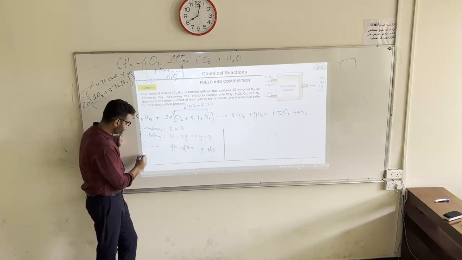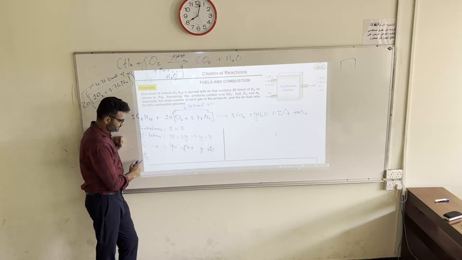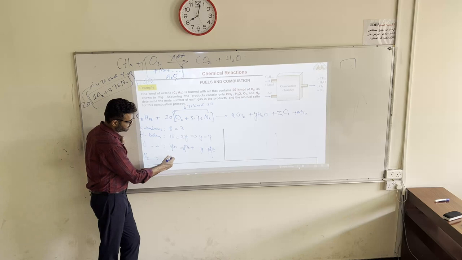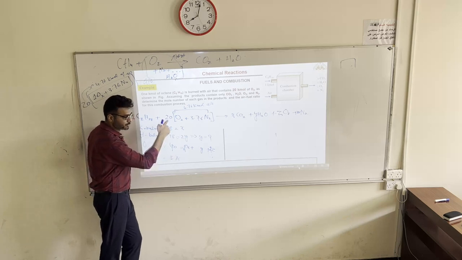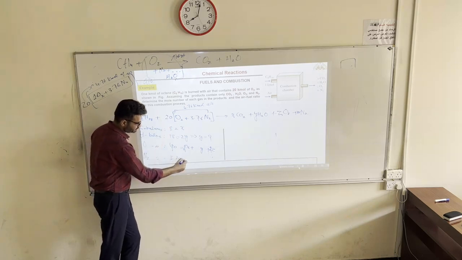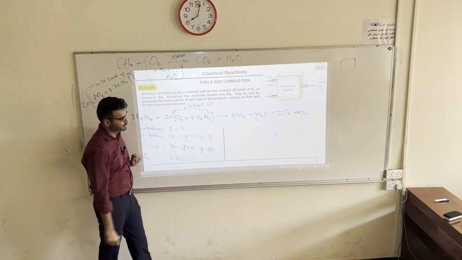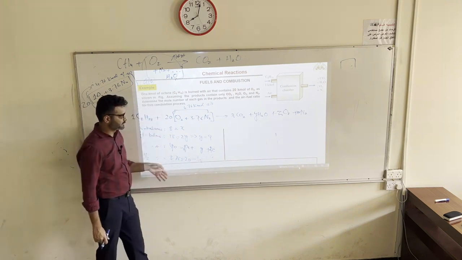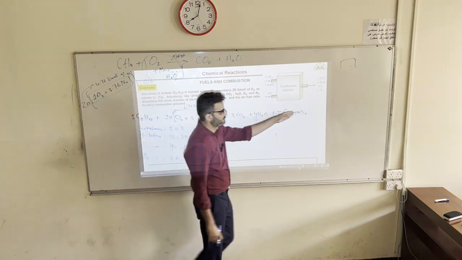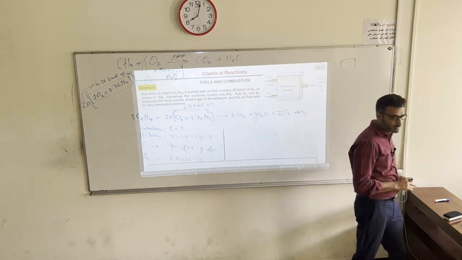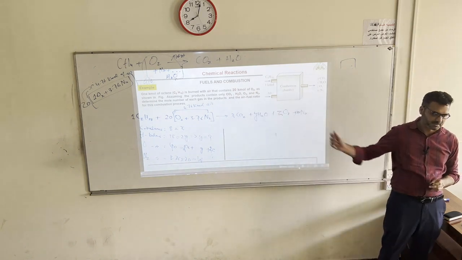O, next N2. Let's use N2, not N. Yeah, 3.76 into 20 equals W. So from here you can find out X, Y, Z. So that will be the number of moles of exhaust gases.